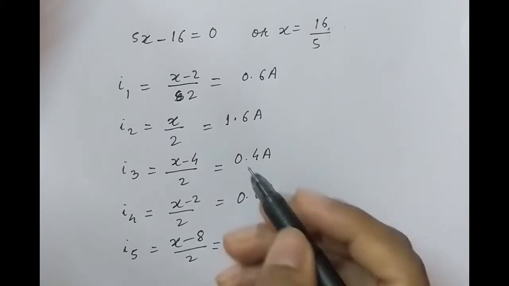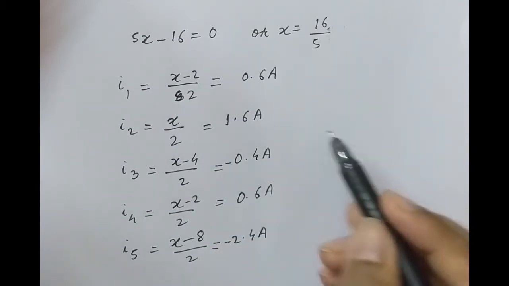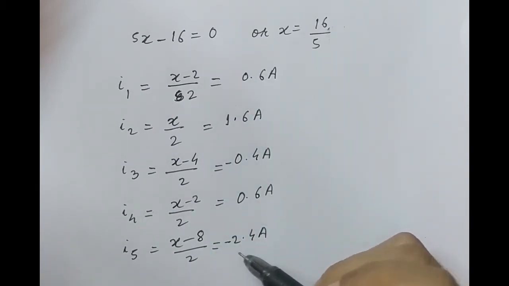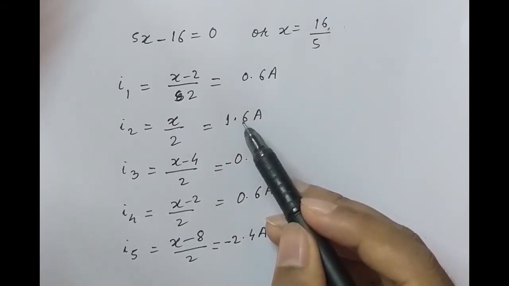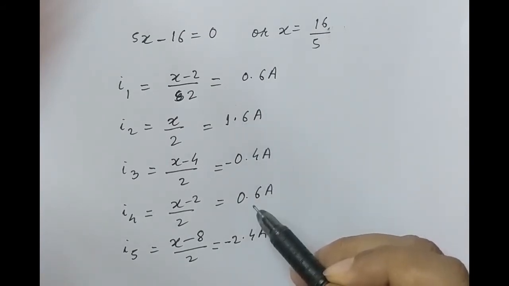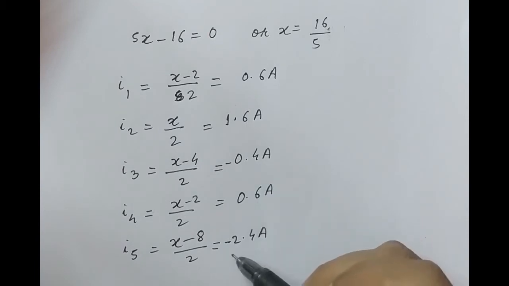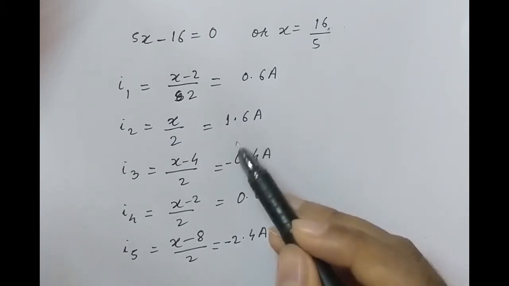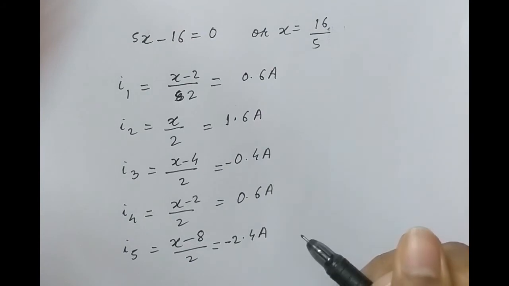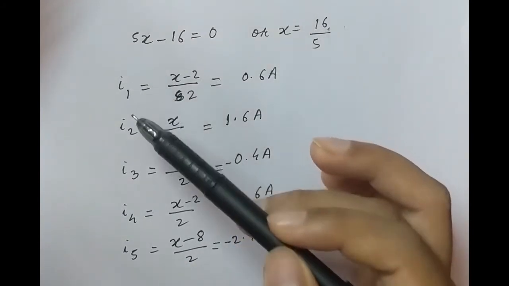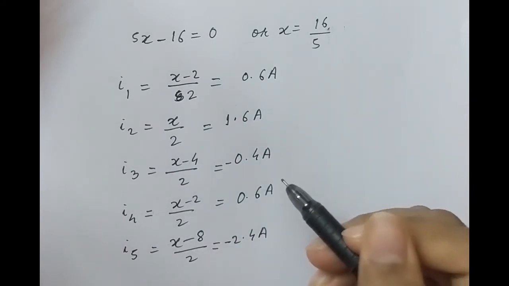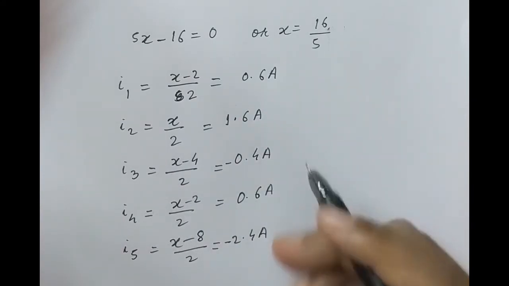This will come as negative and this will come as negative. If you see the positive currents and the additive currents, you will see they all add up to 0. You have 0.6 plus 1.6, that is 2.2, plus another 0.6 is 2.8. On the other side, from the negative side, you have minus 2.4, minus 0.4 adding up to 2.8. So your Kirchhoff's junction law is also verified, and you have your 5 currents calculated. Let's move on to the next sum.